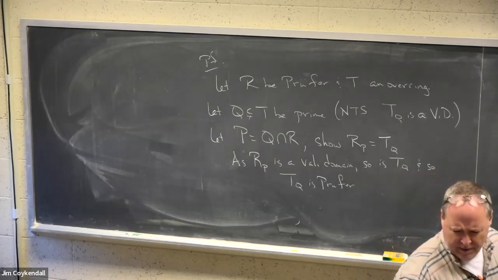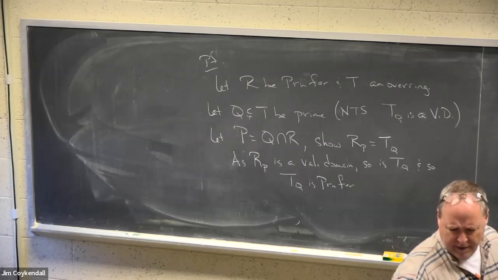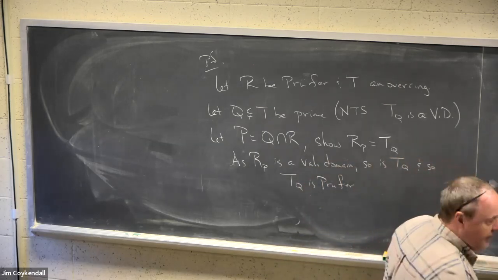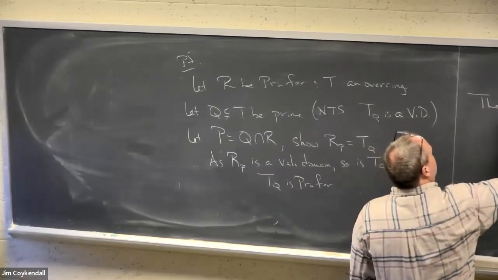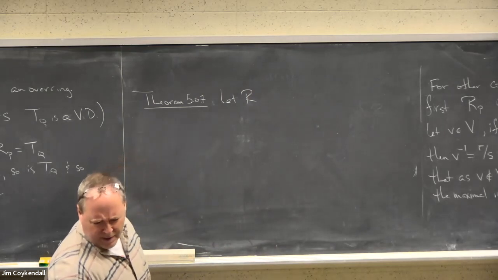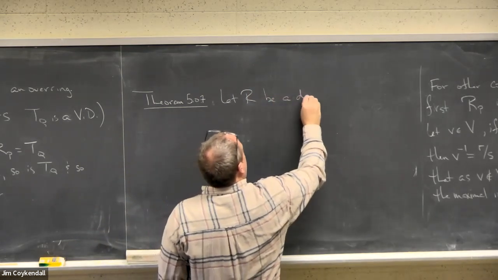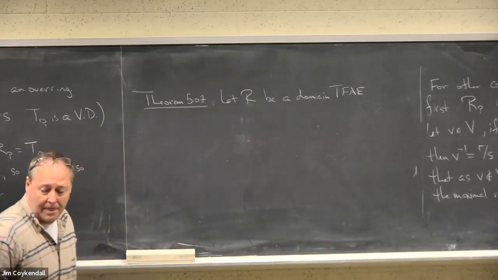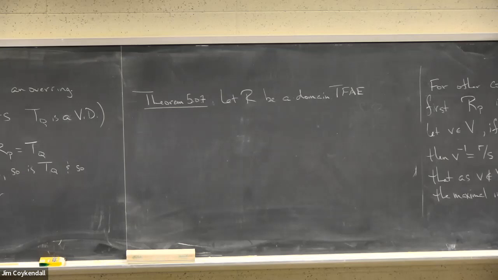Okay. All right. I'm going to probably leave at least part of this as an exercise here. Let R be a domain. The following conditions are equal. Yes. Final line of that proof: T is Prufer? Yes, T is Prufer. The statement is correct, but it's not what you want.